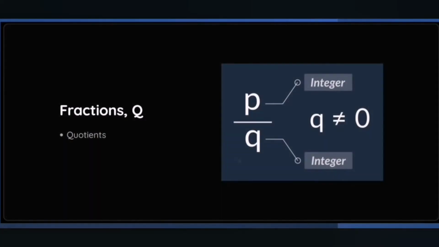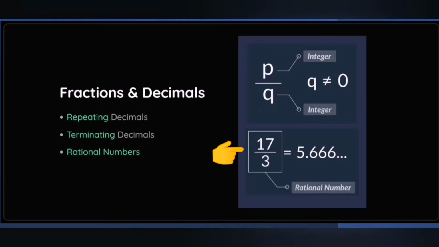So here we have the example for a fraction or quotient, where we have P and Q. P must be an integer, the same goes for Q, and Q is not 0. For example, 17 over 3 is a fraction. Kindly refer to the numerator, where we have an integer, and the denominator, also an integer. So based on the situation, we can say it is a fraction and it is a rational number.